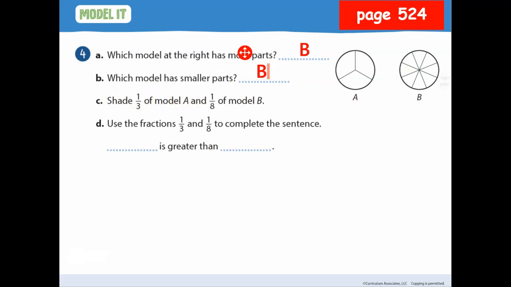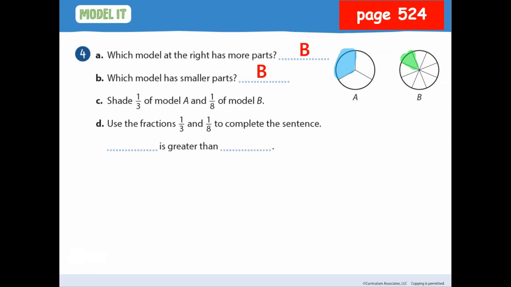It says shade 1/3 of A. Okay, let's shade 1/3. Then it says shade 1/8 of model A. Got it. Use the fractions 1/3 and 1/8 to complete the sentence. Okay, let's do that.